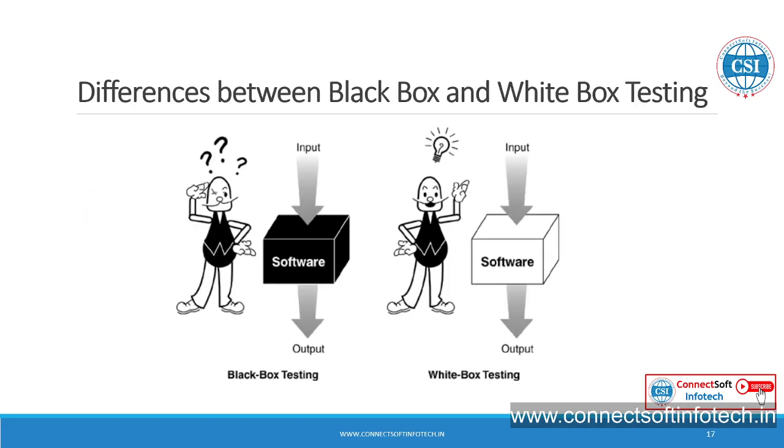Now let us see the difference between black box and white box testing. Black box testing means we are not going to check the code of the software. See here, this is the software. Black means you are not going to enter into the code. We just give the input and check the output, whether it is working as per the functional requirement, as per the client requirement or not. This is black box testing.